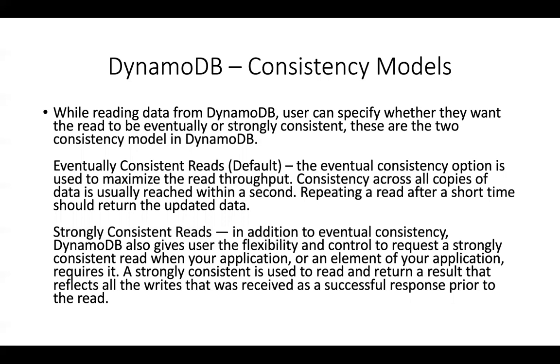So repeating a read after a short period of time should return your updated data. But when you go for a strongly consistent read, in addition to eventual consistency, it also provides the user the flexibility to request a strongly consistent read. So what happens over here is a strongly consistent read is used whenever you want to read and return a result that reflects all of the writes that received a successful response prior to the read, right? So that's called strongly consistent reads, and eventually consistent reads is something that we configure by default, right? So when we look at certain problem statements, you will understand where eventually consistent and strongly consistent reads will come into play.